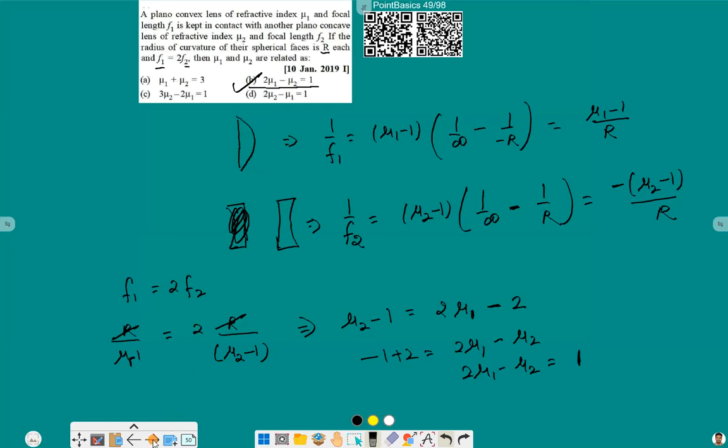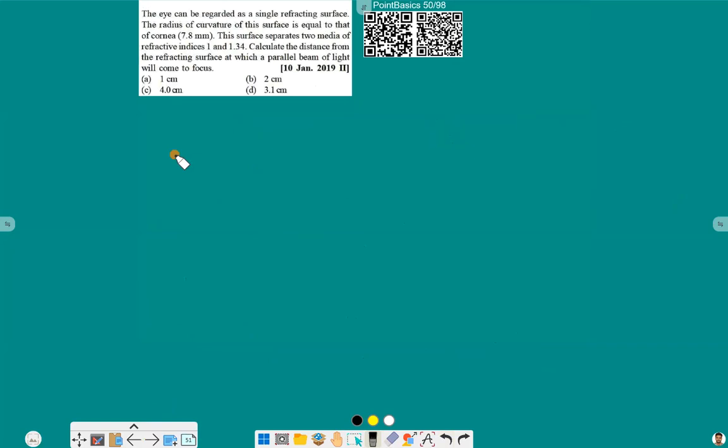Now let us move ahead. The eye can be regarded as a single refracting surface. The radius of curvature of this surface is equal to that of the cornea, that is 7.8 millimeter. The surface separates two media of refractive indexes 1 and 1.34. Calculate the distance from the refracting surface at which a parallel beam of light will come to focus.